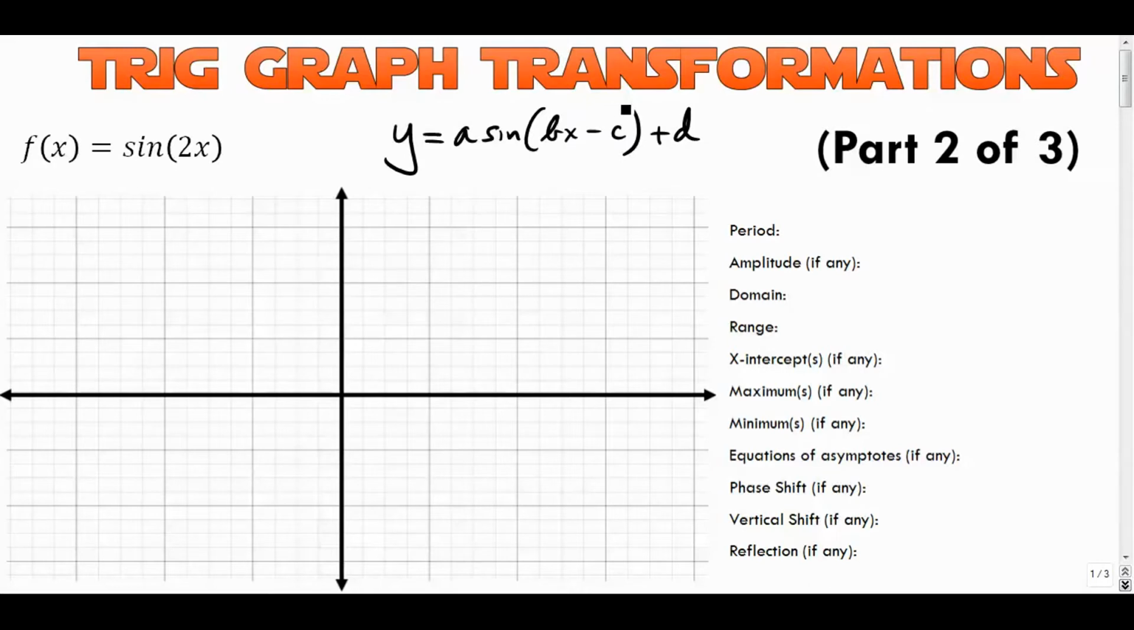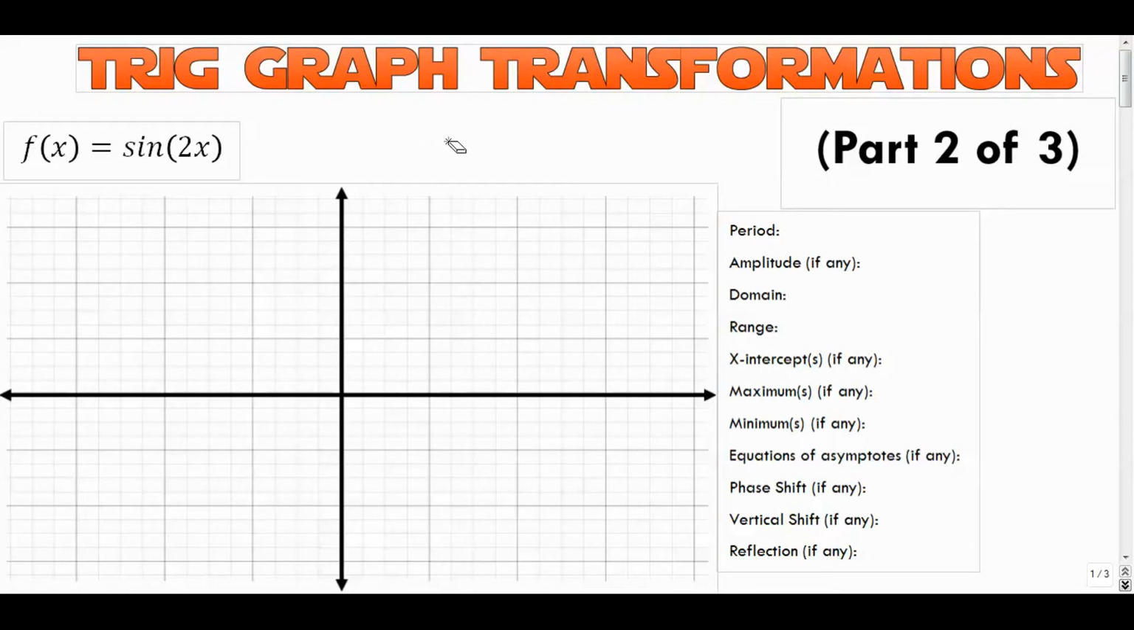But just really quickly, the A value is giving you your amplitude or your height. Your B value is all about your period. Your C value is all about your phase shift. And your D value is your vertical translation. If you want more detail on all that stuff, please go back to part 1 and check it out.